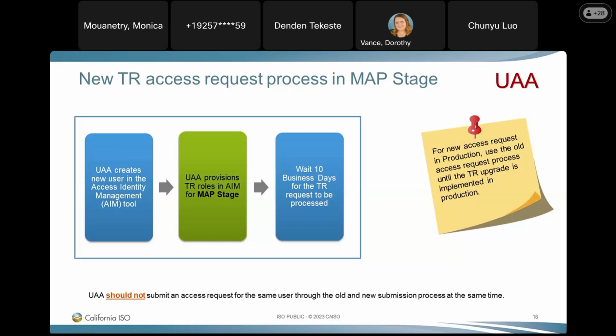And the new process is really going to help streamline the access request going forward. It's just knowing when to use that new process. And right now, it's solely for the map stage environment.